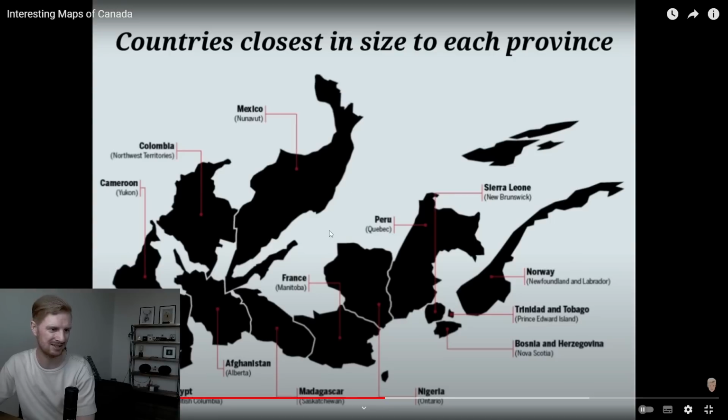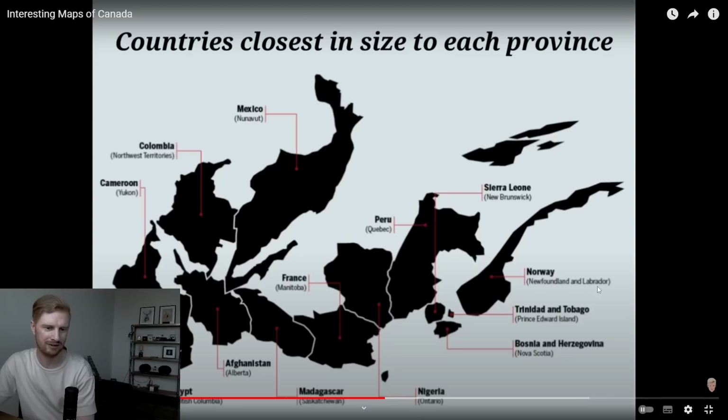Egypt, British Columbia, Afghanistan and Alberta, Madagascar, Saskatchewan, Nigeria, Ontario. That is mad. That's an interesting one for me when you think about how populated Nigeria is. Like, it was like 200, 300 million people, I think. Maybe even more. And then it's just the same size as Ontario. Wow, that's kind of blown my mind, that one, when you see it like that.